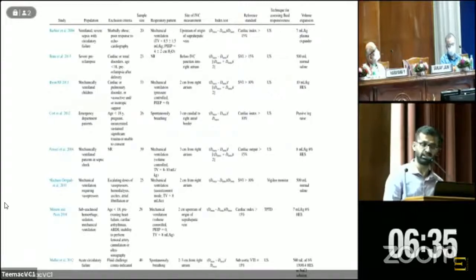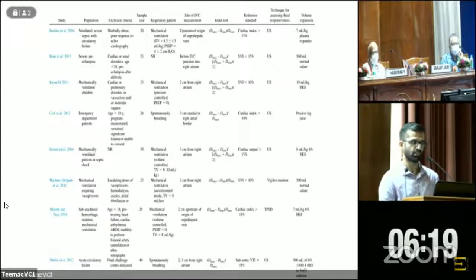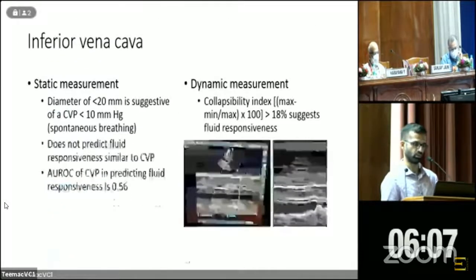And a note on how the studies have been done. I'm not going into the details of the studies. These are studies where IVC diameter has been compared, whether fluid responsiveness was present or not. What I need you to note is that most of these patients were on mechanical ventilation with a tidal volume of 8 to 10 ml per kg and in a controlled mode of ventilation. So we should exercise caution before we apply this to a spontaneously breathing patient, which we encounter in an emergency or in your endoscopy room.